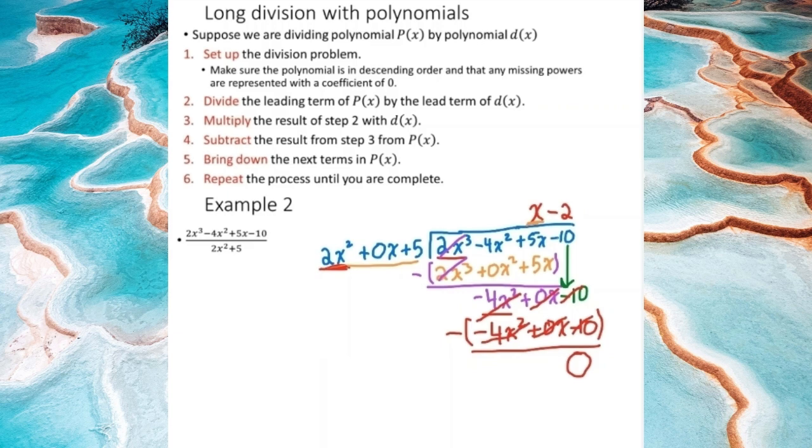So 2x cubed minus 4x squared plus 5x minus 10 all over 2x squared plus 5 is equal to x minus 2. Based off of what we defined in the last slide, because our remainder was 0, that tells us that 2x squared plus 5 is a factor of 2x cubed minus 4x squared plus 5x minus 10.